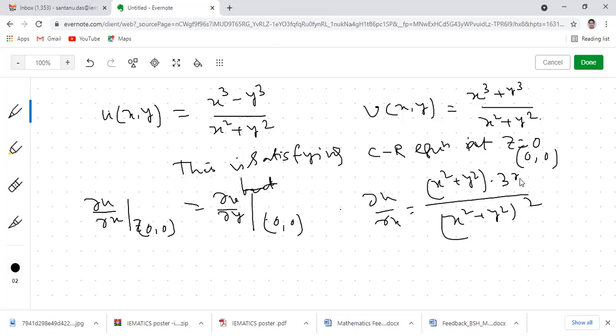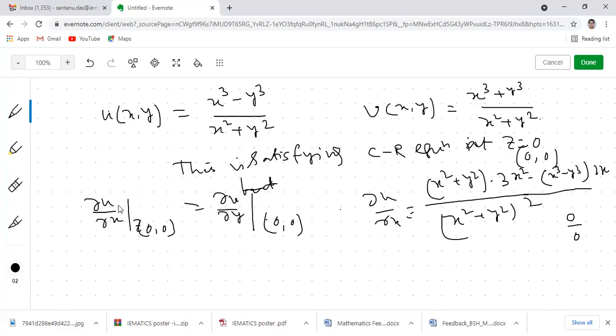The derivative of this will be 3x squared minus x cubed minus y cubed. The derivative of this is 2x. So if you put x equals 0 and y equals 0, you will get the form 0 by 0. If you want to show that the Cauchy-Riemann equation is satisfied at the origin, you need to find the derivative of u with respect to x and the derivative of v with respect to y and put x equals 0 and y equals 0. But this is not possible here.